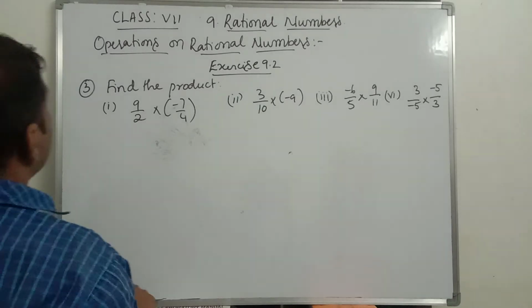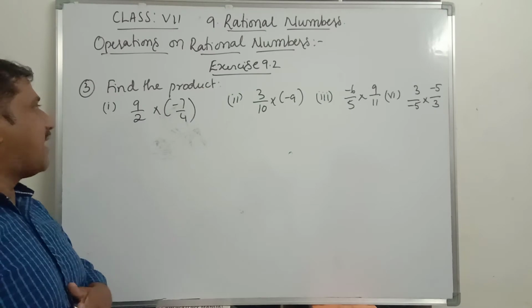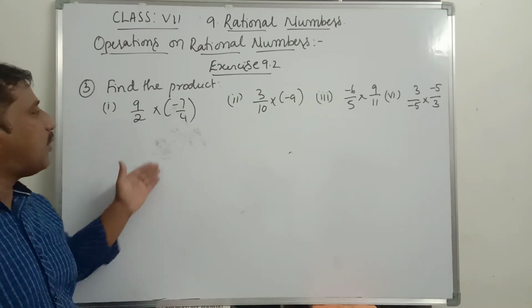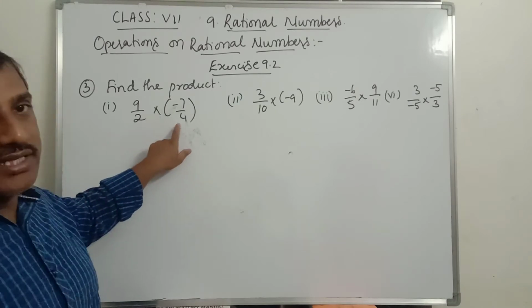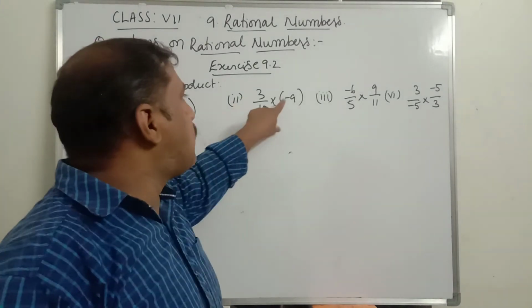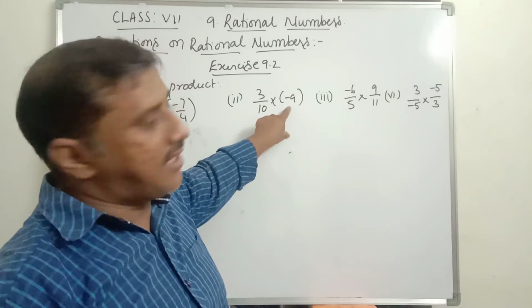Now we will discuss exercise number 9.2. Find the product. First, 9 by 2 into minus 7 by 4: one positive rational number, one negative rational number. Then 3 by 10 into minus 9. Minus 9 is an integer. Integers are also rational numbers.